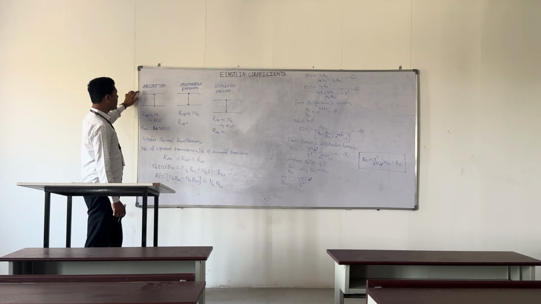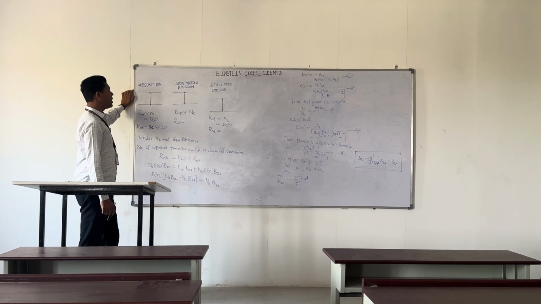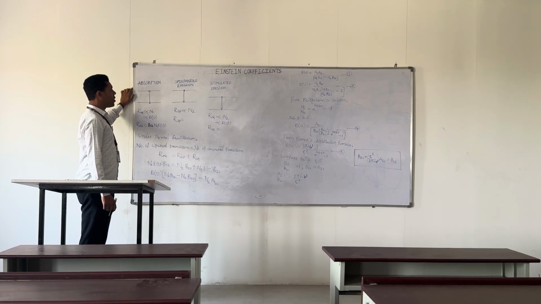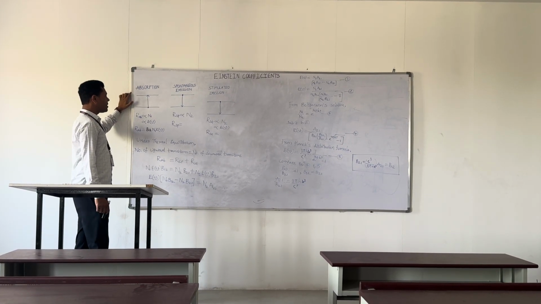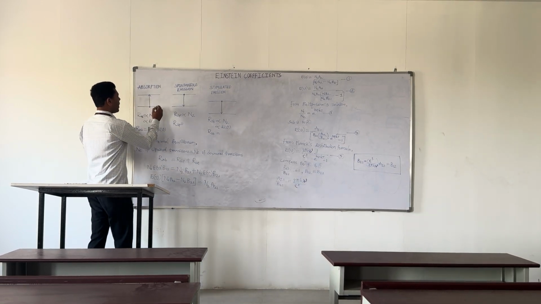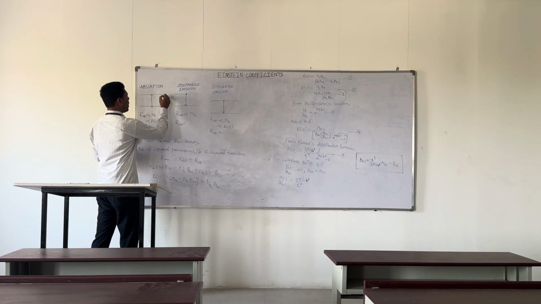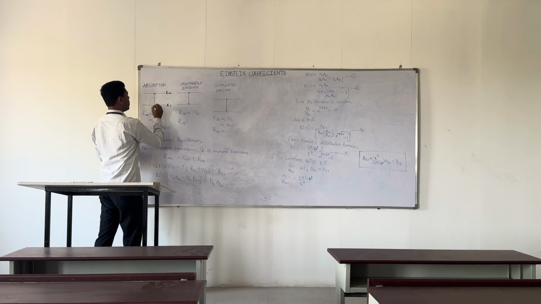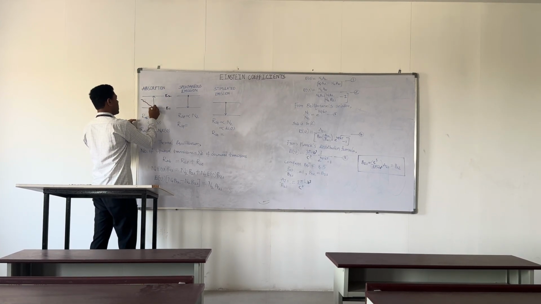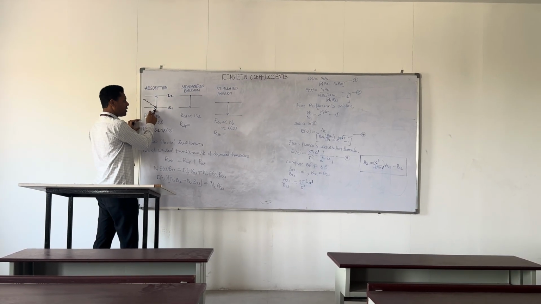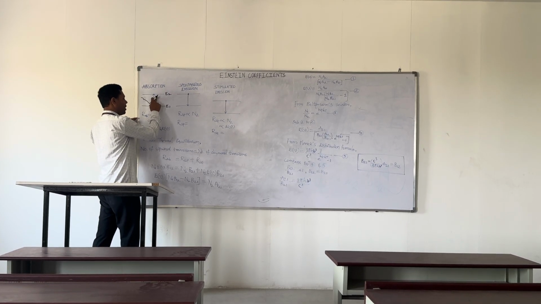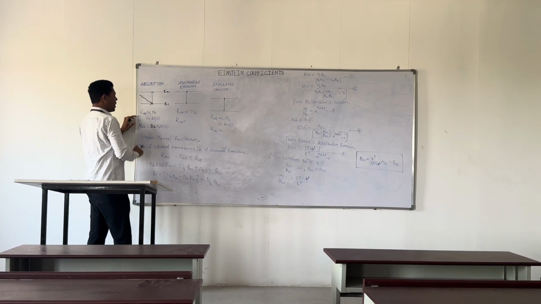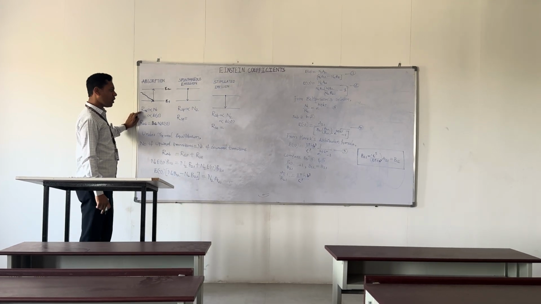We can see here that there are three processes. One is absorption, the second is spontaneous emission, and the third is stimulated emission. The ground energy level is E1 and the higher level is E2. If a photon falls on the electron, the electron absorbs energy and goes to the higher level. Here R_AB stands for rate of absorption.